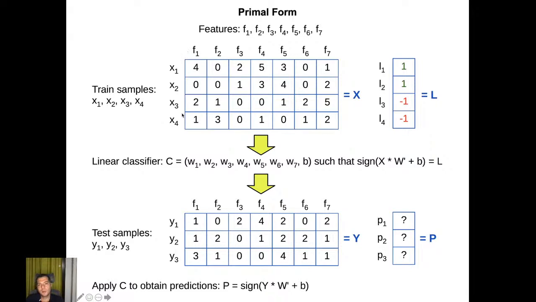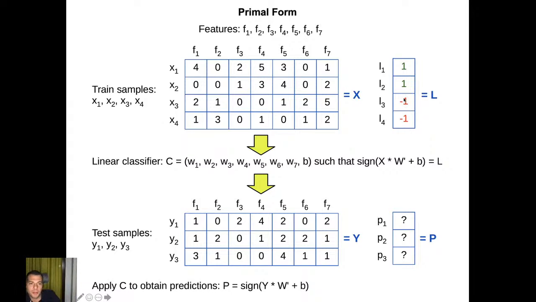And all these are put together in a matrix X. So for kernel methods, we will prefer to use matrix notations. So we're going to introduce the notation right here from the primal form. And we assume that we have some labels for these data samples.